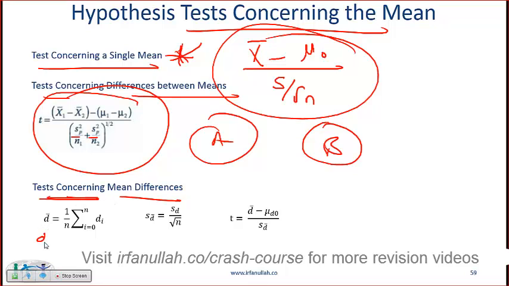So you come up with the mean difference denoted by D bar, and then there is a standard deviation. This is the test stat. And then once you have the test stat, then the procedure is similar to what we've talked about. You have a test stat, you compare with critical value, and then based on that comparison, you decide whether or not to reject the null hypothesis.